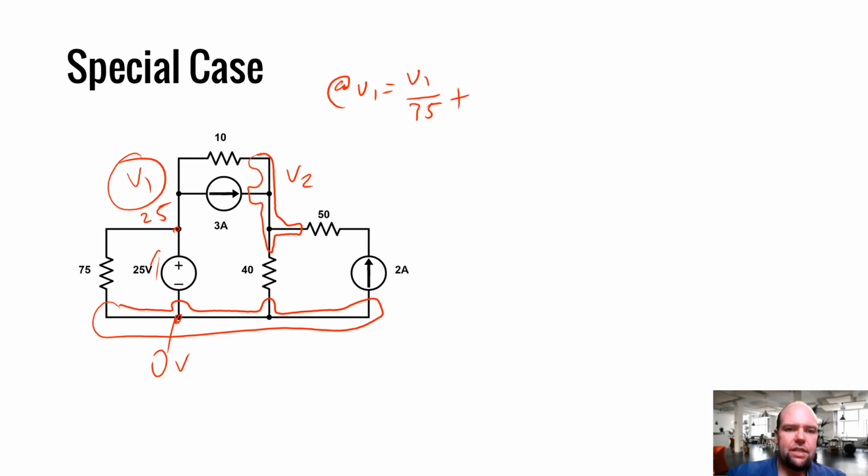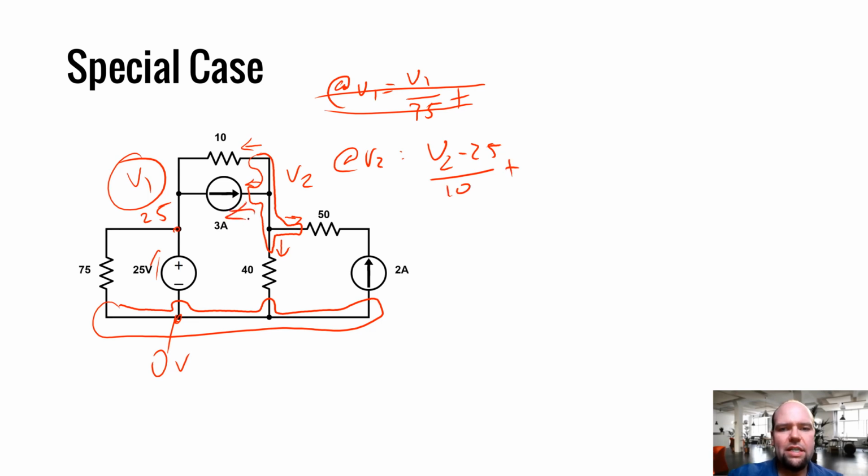And so let's keep going though. So we don't have to worry about that because this is a special case where we have this voltage supply here. At V2 though, let's write the current flowing out here. Okay, so at V2, through that top 10, we're going to have V2 minus 25 divided by 10. Through this current supply, it's going to be -3. Down through here, it's going to be V2 minus 0 divided by 40.